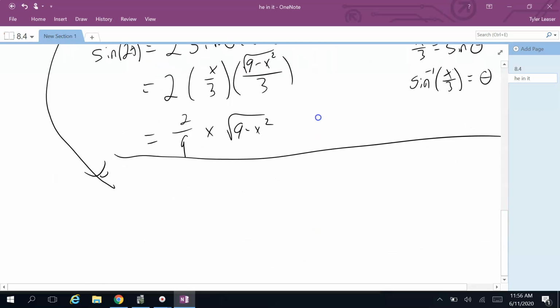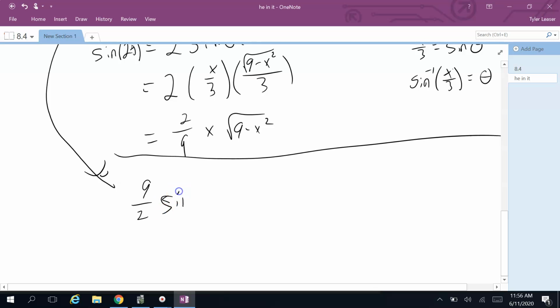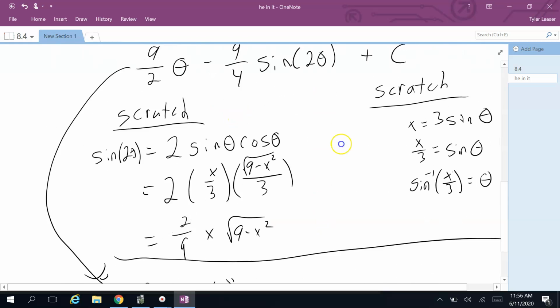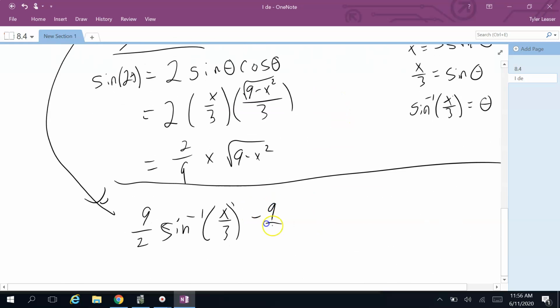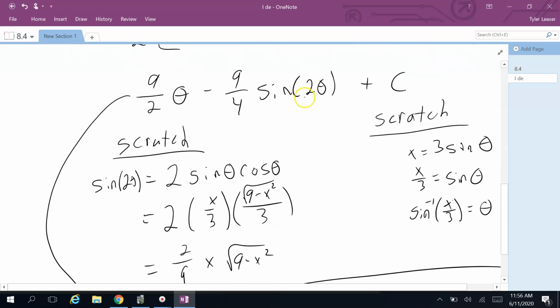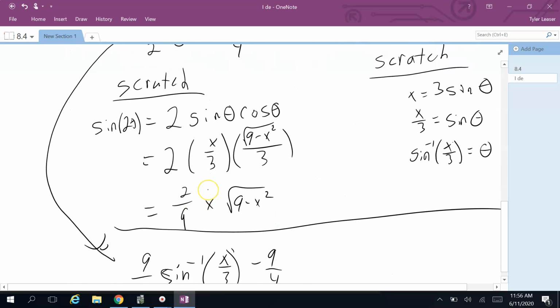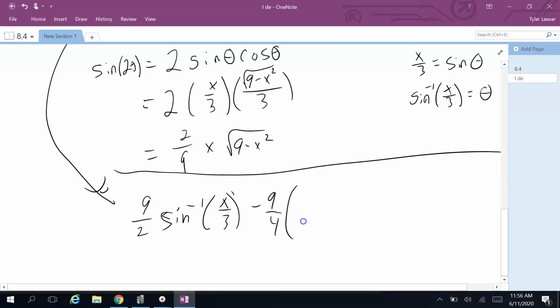9 halves theta is now going to be 9 halves sine inverse of x over 3, that's going to be minus 9 fourths sine of 2 theta, which was this thing, 2 ninths x square root of 9 minus x squared plus C.